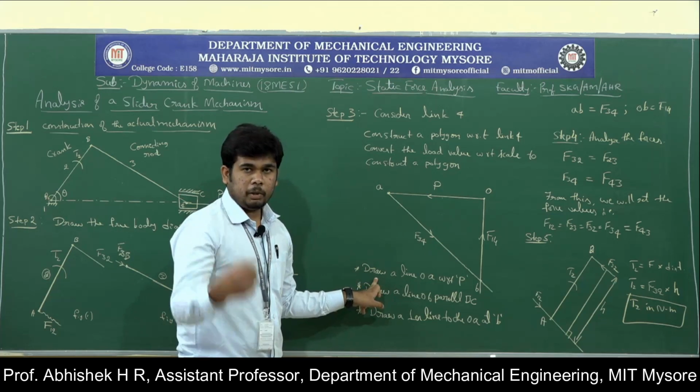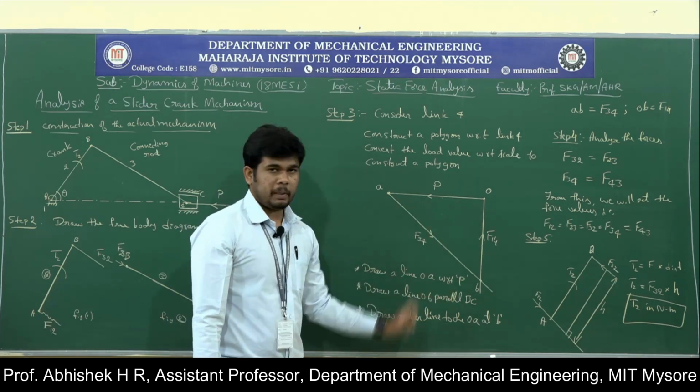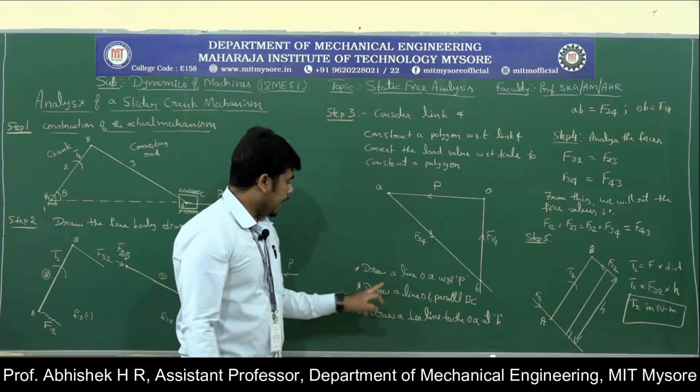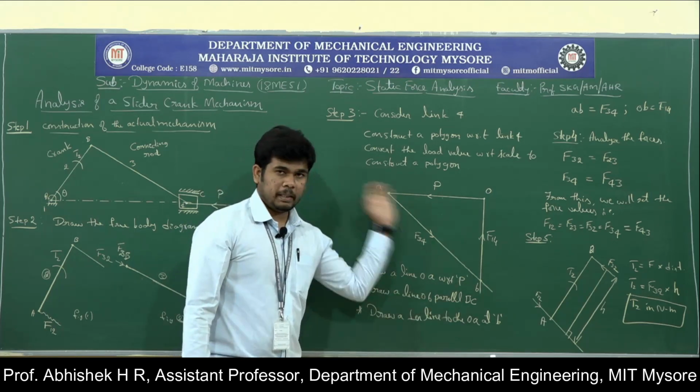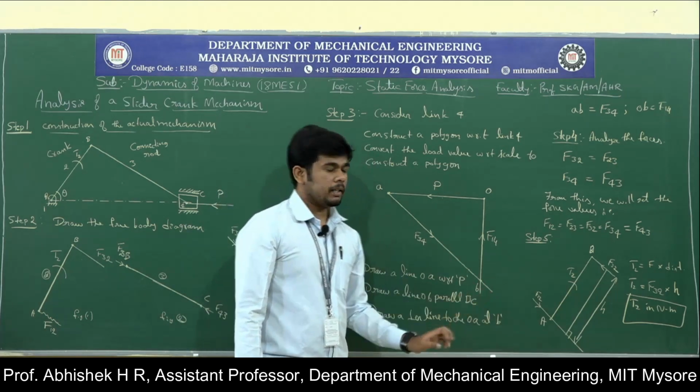So the steps that you need to follow: draw a line OA with respect to P, the load value. Then draw a line OB parallel to BC. Then draw a perpendicular line to OA at B.